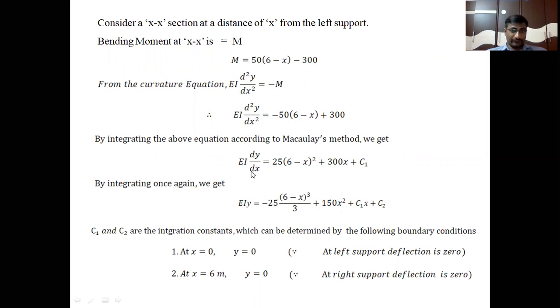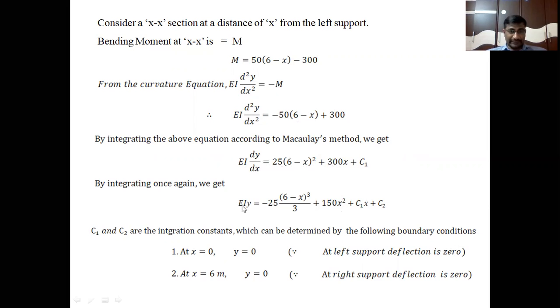So integration once: EI dy/dx on the left side is equal to the integration of (6 minus x), which gives minus (6 minus x) whole square by 2. So minus 50 by 2 is 25, 25 (6 minus x) whole square. Plus 300 integration, 300x plus C1, the constant.